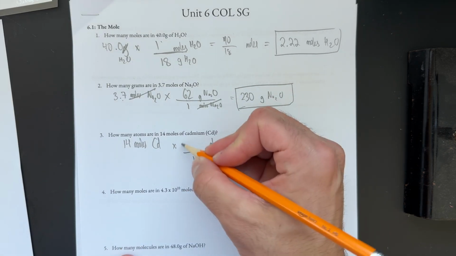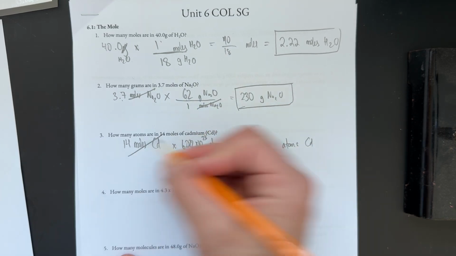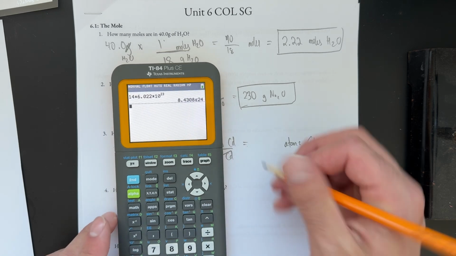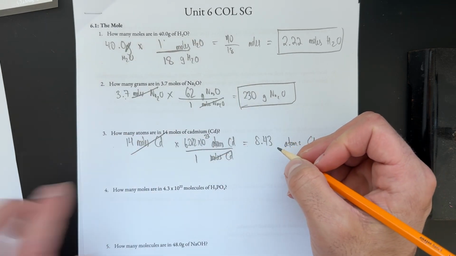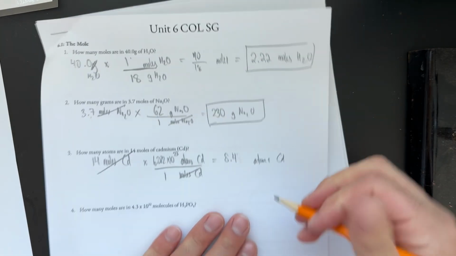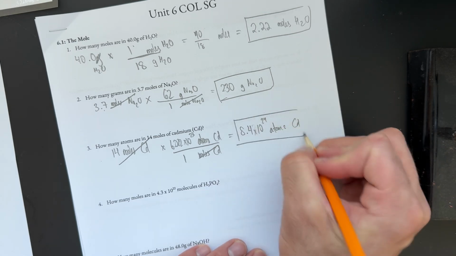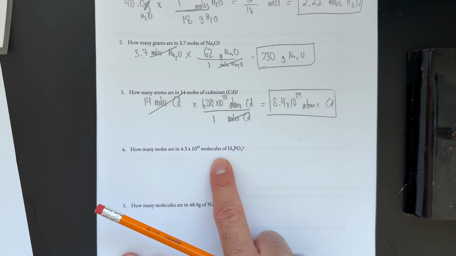So 1 mole is 6.022 times 10 to the 23rd. Moles cancel, and with the calculator, we get 14 times 6.022 times 10 to the 23rd, you get 8.43. Let's see, we only had 2 sig figs, so we should only have 2 sig figs at the end. 8.4 times 10 to the 24 atoms of cadmium. Very nice.